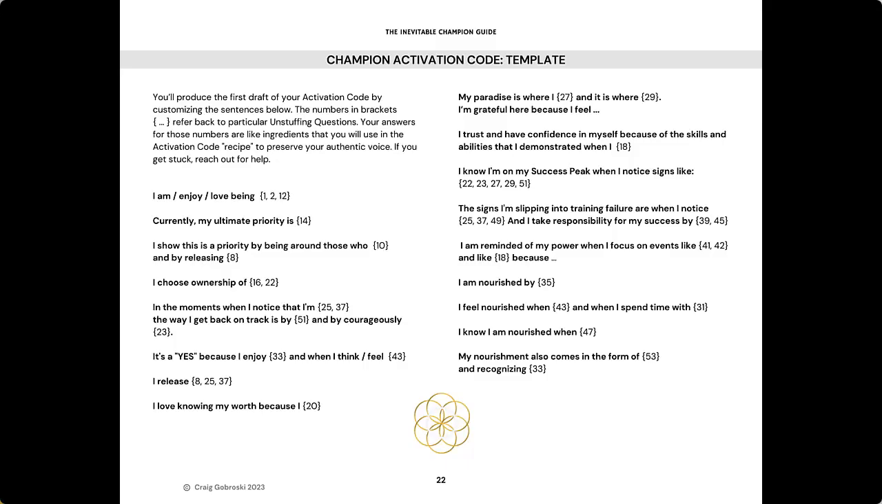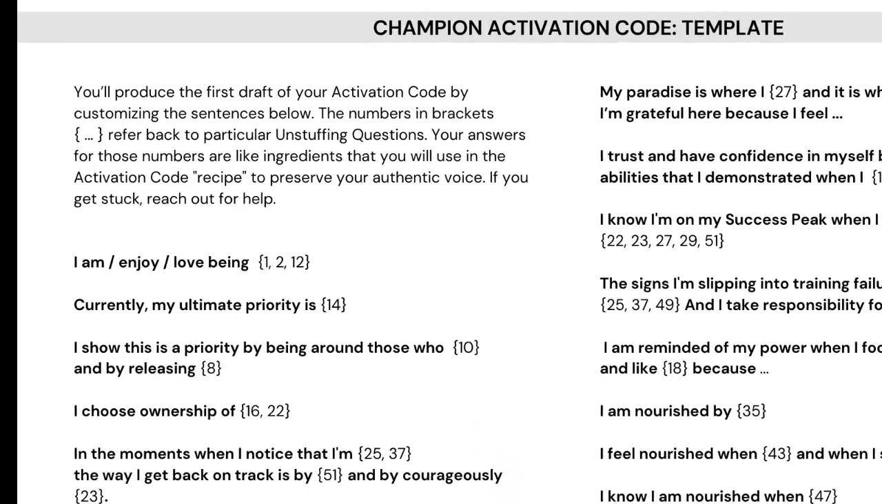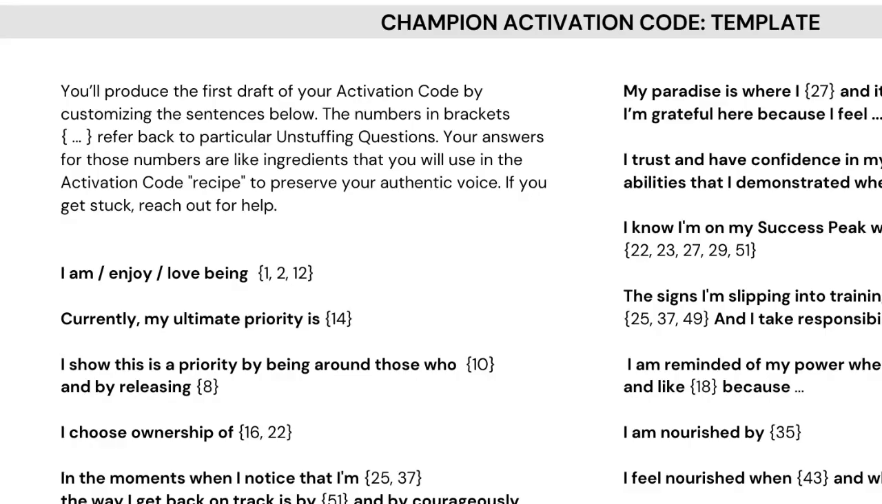All right, so as you can see on page 22, you'll produce the first draft of your activation code by customizing the sentences below. The numbers in brackets refer back to particular unstuffing questions. Your answers for those numbers are like ingredients that you'll use in the activation code recipe to preserve your authentic voice. If you get stuck, definitely reach out for help.